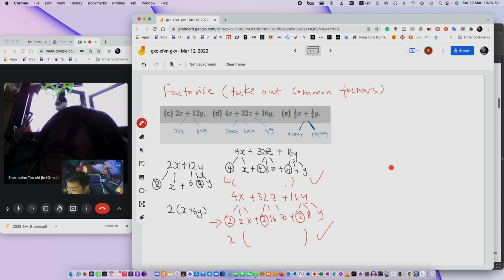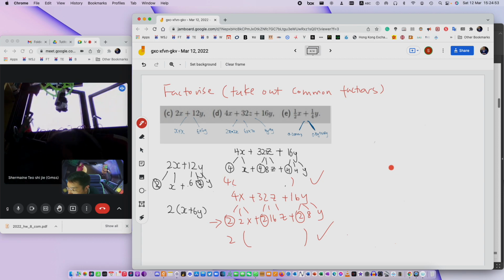Hello. Can test it out or see which one is correct. Again, I didn't catch your explanation. Can test it out and then see which one is correct. No, I already tested it out, right? 4 is also can, 2 is also can, right? Then which one is correct now?